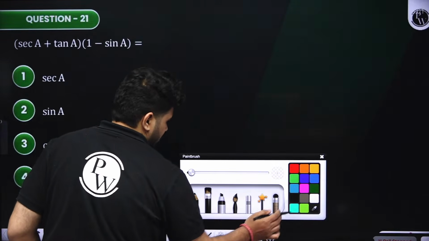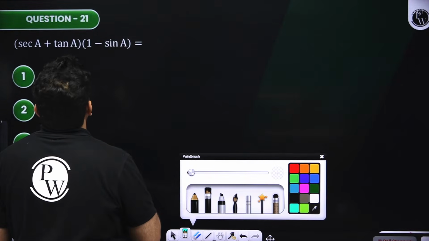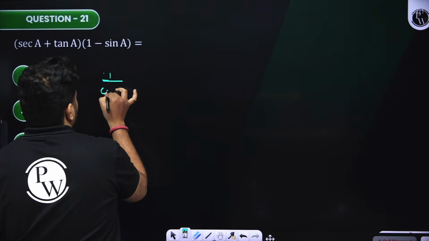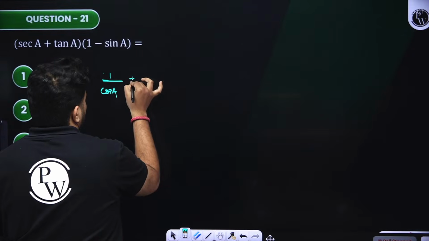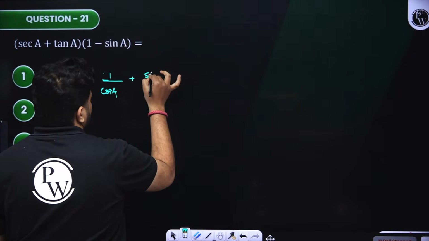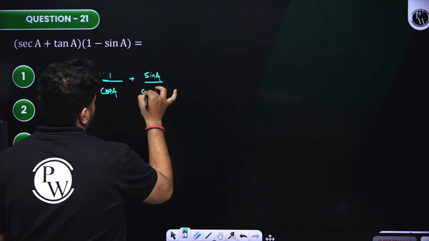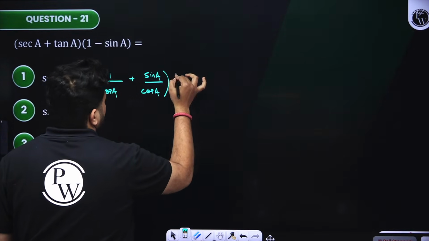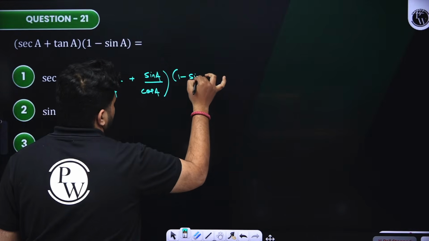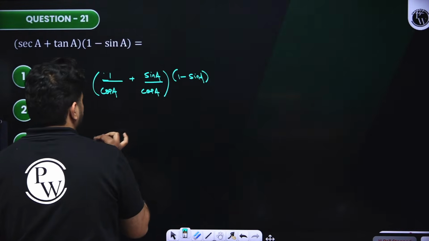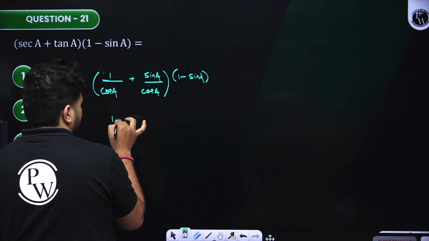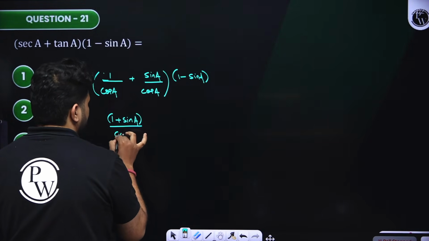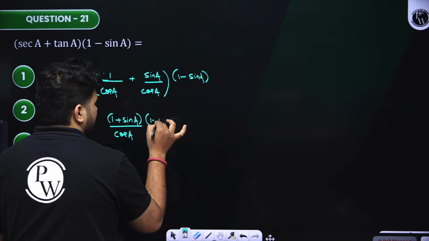Fine. So from here, first of all, I can write this down as 1 by cos A plus sin A by cos A. Correct? Understood? Now next, here we have 1 minus sin A as it is. So if you see over here, this is 1 plus sin A divided by cos A, multiplied by 1 minus sin A.